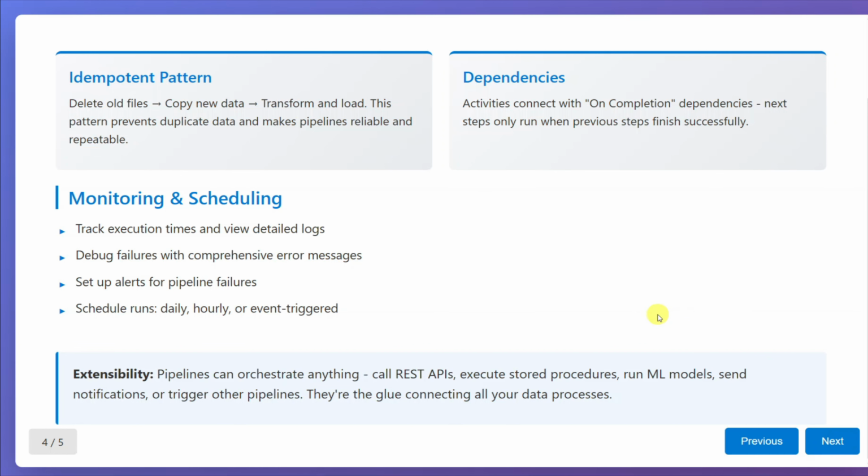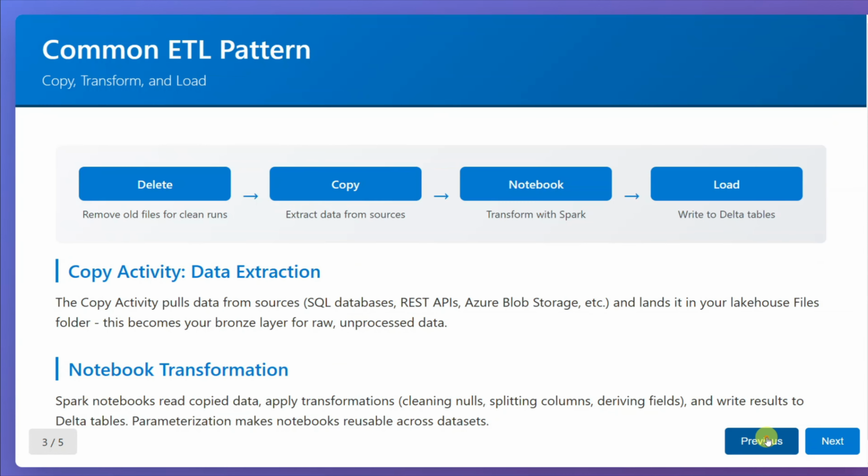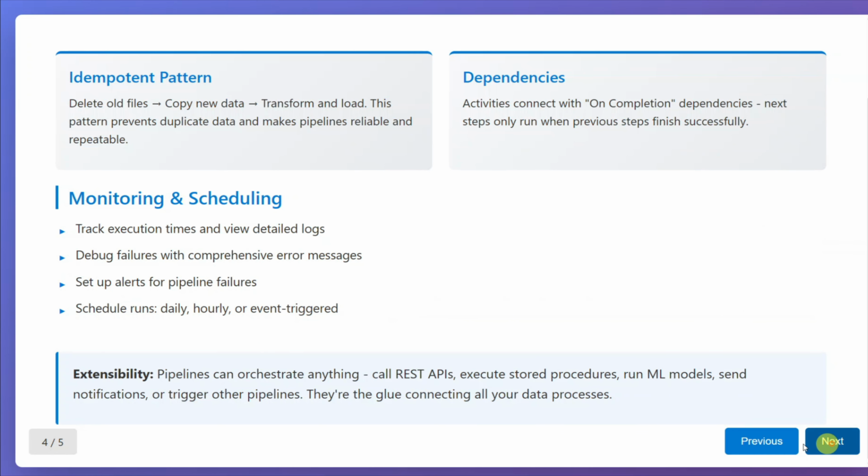So the pipeline structure becomes: delete old data, copy new files, transform and load into delta table. Each activity connects with on completion dependencies. The next step only runs when the previous one finished successfully.